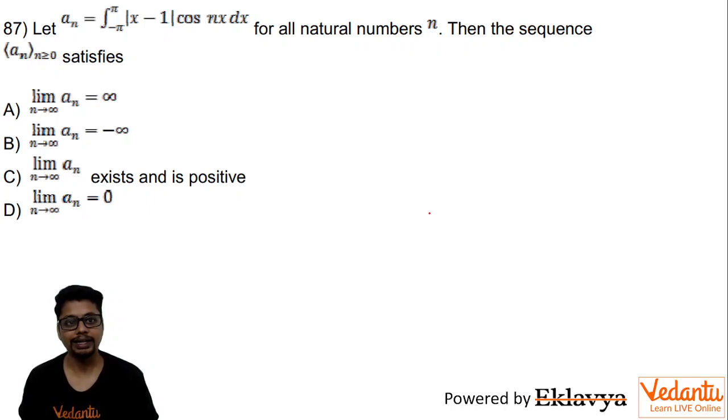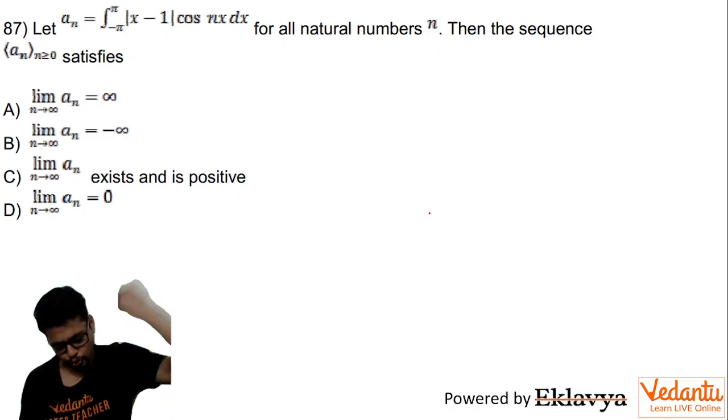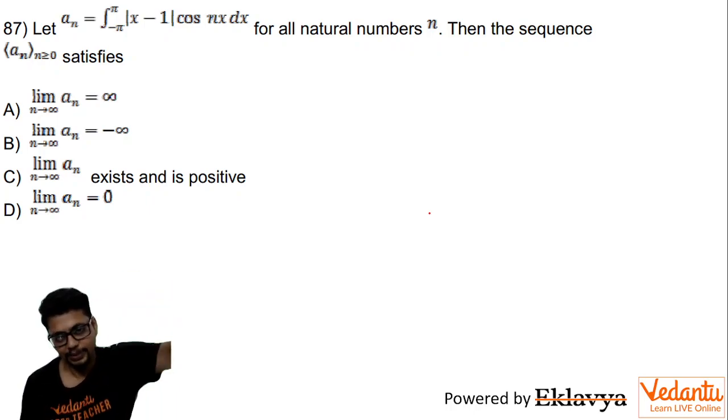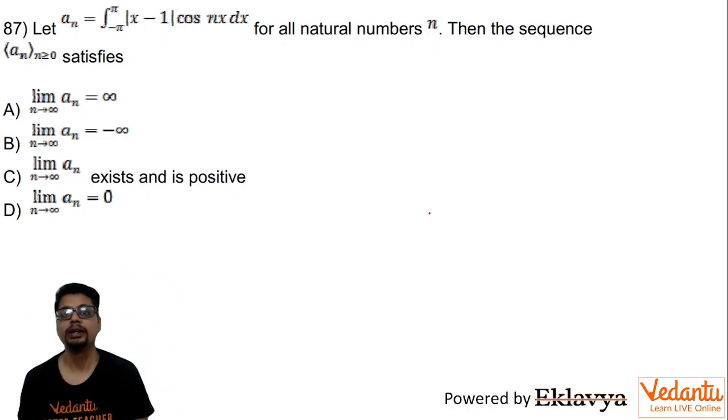So here, as n tends to infinity, cos nx would oscillate between minus 1 and 1 very quickly. A little change in x would be a huge change in nx. Why? Because n is tending to infinity. So cos nx would, at lightning speed, oscillate between minus 1 and 1.